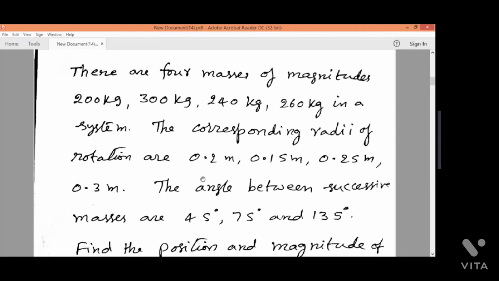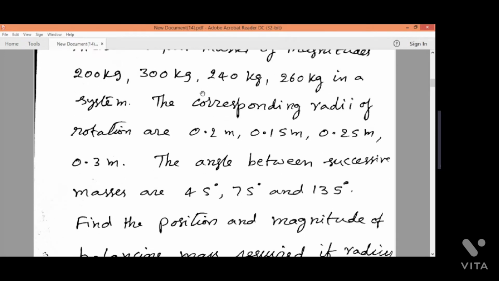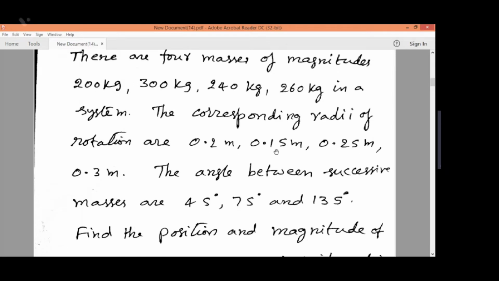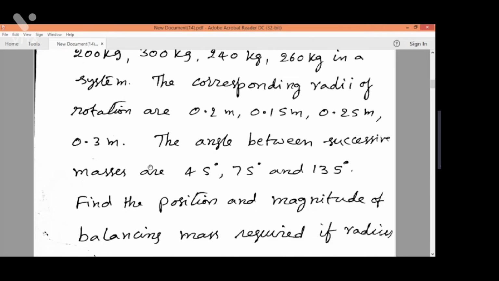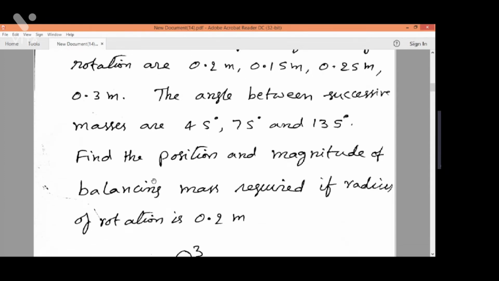Now we will see one problem here. There are four masses here. The masses are 400 kg, 300 kg, 240 kg, 260 kg. The corresponding radii of rotation are also given in the problem. Angles between successive masses are given. That means the angle between 1 and 2 is 45, between 2 and 3 is 75, and between 3 and 4 is 135. You are asked to determine the balancing mass parameters.